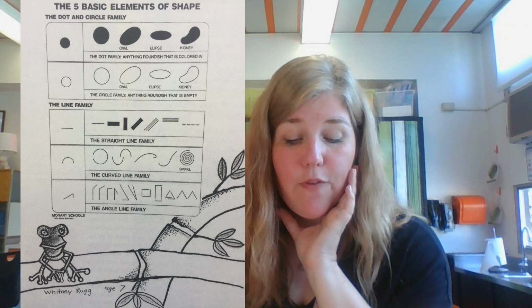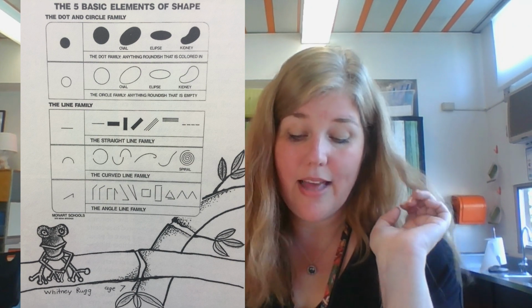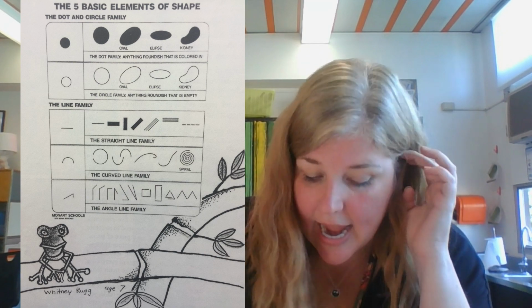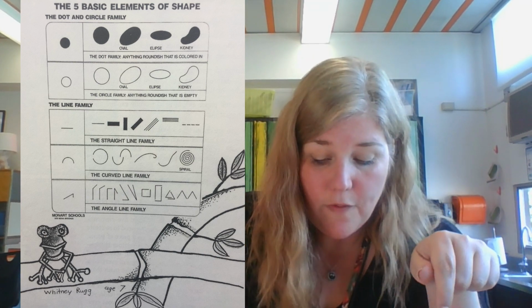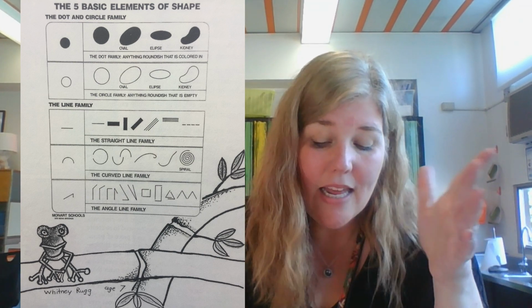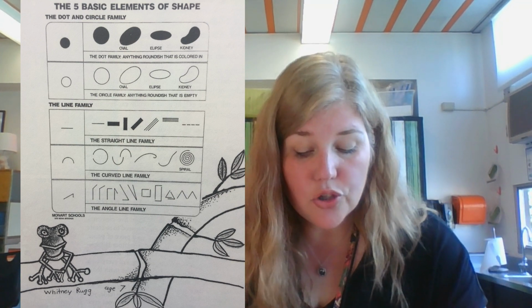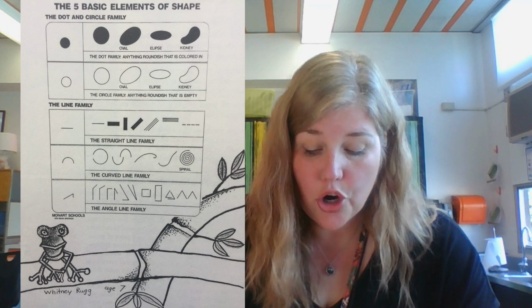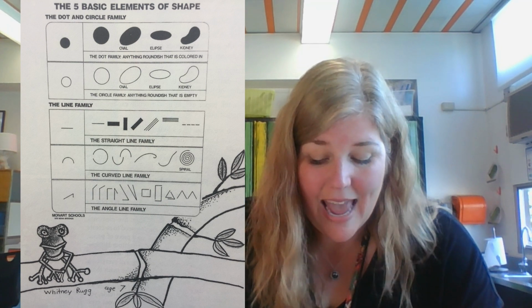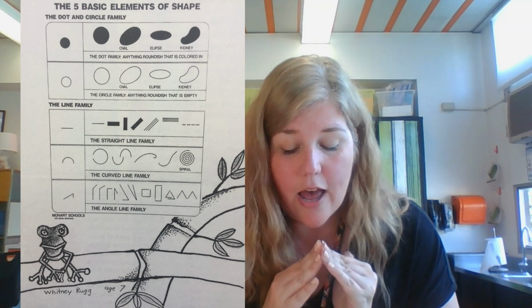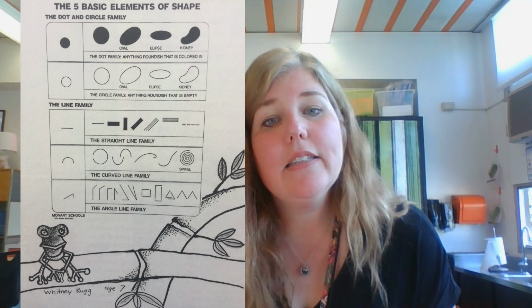The first family is the dot family. That's anything that's roundish that's colored in, and it can be colored in any color. The second family is the circle family. That's anything that's roundish that's empty. Then we have the straight line family, the curved line family, and the angle family. And an angle is when 2 lines come together to make a different shape.